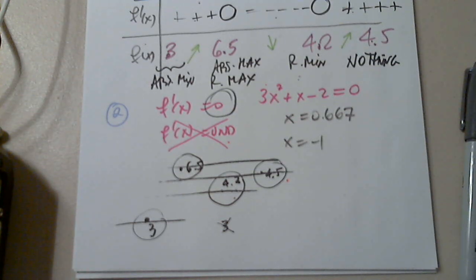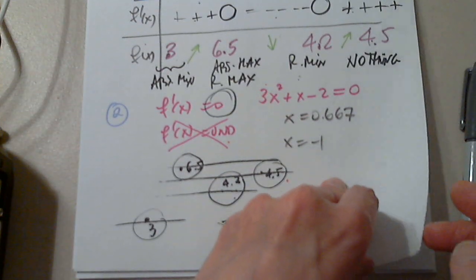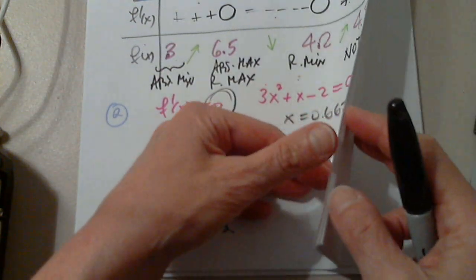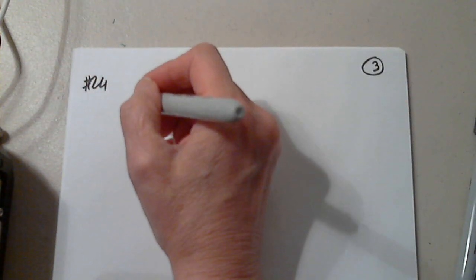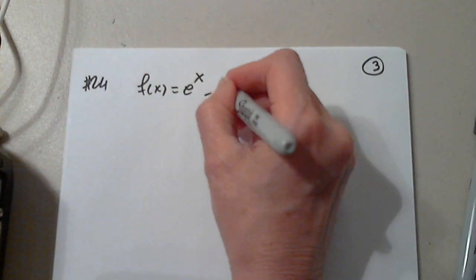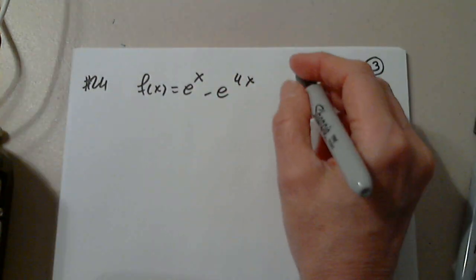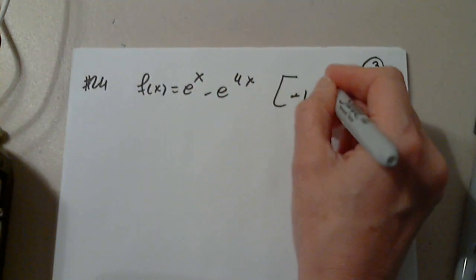Yes, I'm ready. Can we do 24? 24. Okay. Let's look at 24. Let's copy it. I am on page 3. And you said 24. So f of x equals e to the x minus e to 4x. And the given interval is negative 1, comma 1.